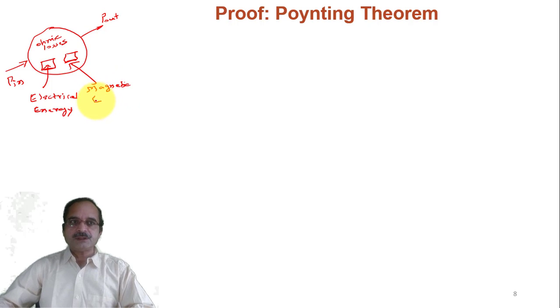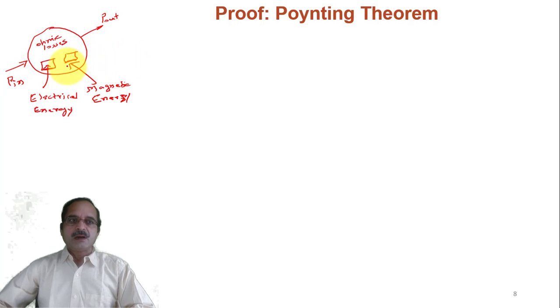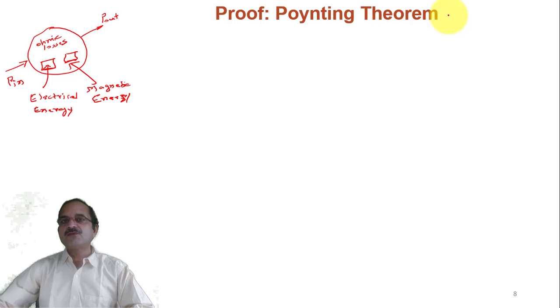Now, in many practical applications, it is necessary to find out all these powers. That means how much is the power entering inside this particular volume, how much is the power coming out of this volume, how much is the power lost in ohmic losses, how much is stored in the form of electrical energy, how much is stored in the form of magnetic energy. So all these relationships should be known in the form of equations. So that is what is Poynting theorem. So that we are going to find out now.